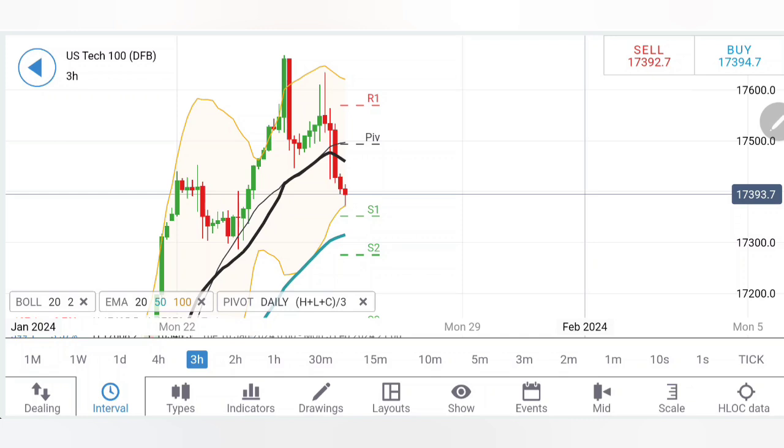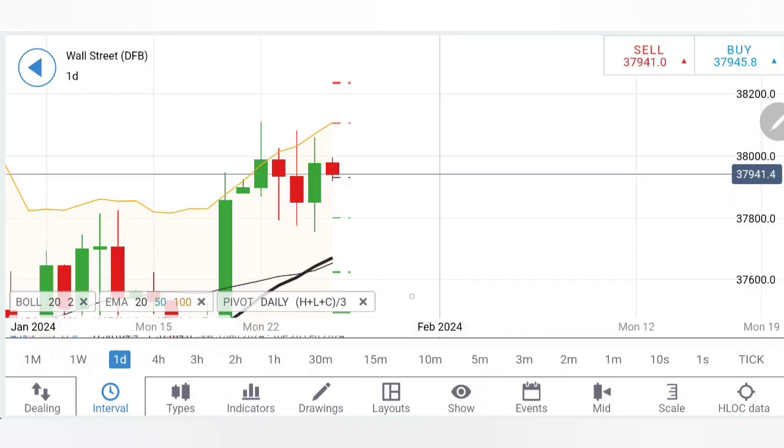In fact, if you are selling at 17350, 360, be careful as we can see there is strong support available here at 17300 to 70. Be watchful of that. Take your trades accordingly. It may show a swing. Be careful. Now let's have a look at Dow charts on the daily charts.